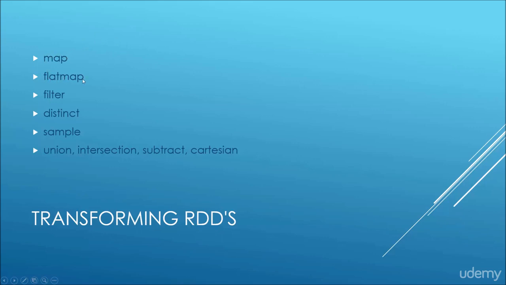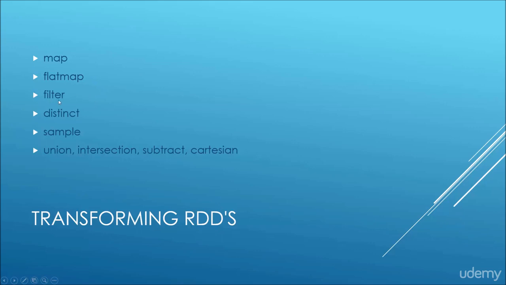Now flat map is very similar, except it has the capability to produce multiple values for every input value that you have from the original RDD. So the RDD that you transform using flat map may be larger or even smaller than the RDD you started with. But still, fundamentally, it transforms one RDD into another using some function. It just has the ability to blow that out into multiple results or even no results per original entry.